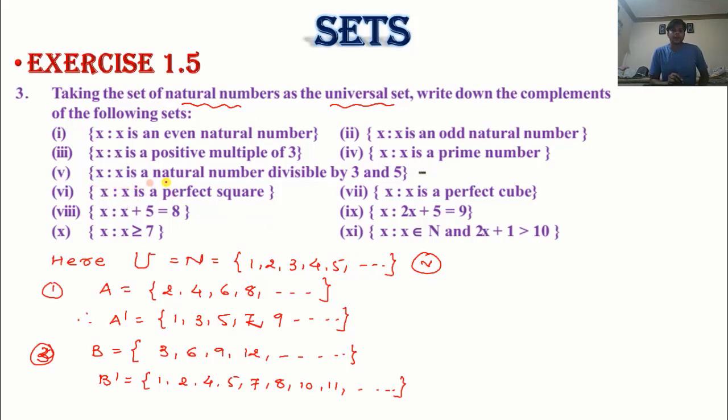Question number 5. x is a natural number divisible by 3 and 5. It means the number, whatever you consider, must be divisible by 3 as well as 5. The number must be divisible by both 3 and 5. So which number do you get first? You can consider the multiplication, 3 times 5. Or you can orally check 1, 2, 3 firstly whether it will be divisible by both 3 and 5 or not. By that way you can check.